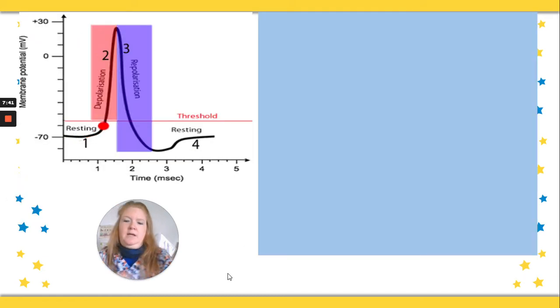All right, so now probably the toughest part of neurons is this whole thing, this action potential. So this is what's happening. Remember, it's negative in the cell, it's positive outside, and then it switches, and then it switches back. So what the heck is happening? I'm going to try to break it down in the easiest way I can.